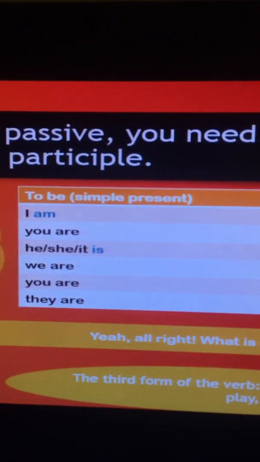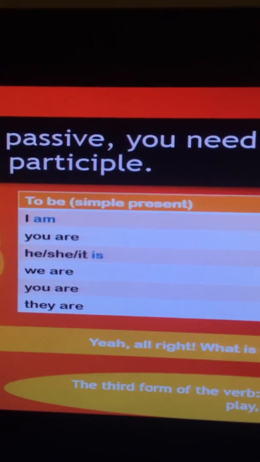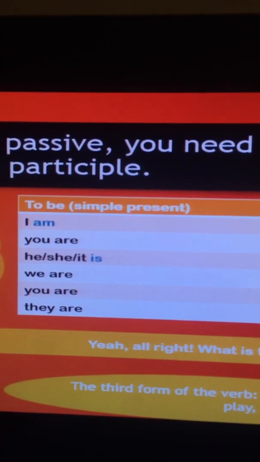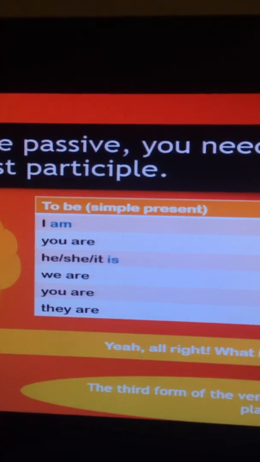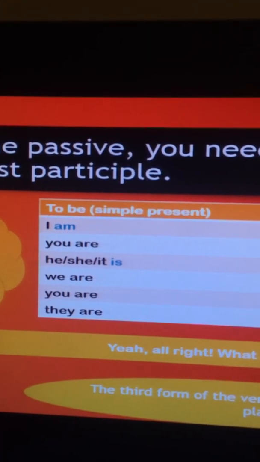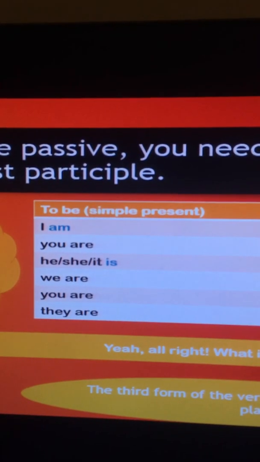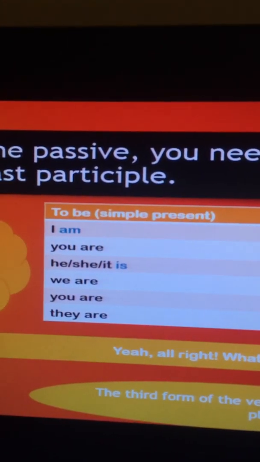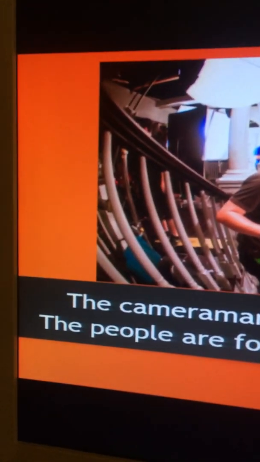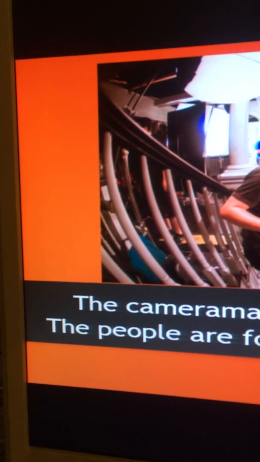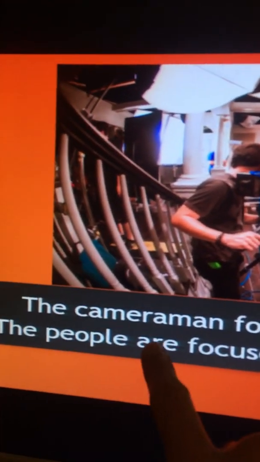I am, first person singular, you are, second person singular, he, she, it is, third person singular. Then we have we are, plural, you are, and they are. You did that in year 5, and you need one of these, depending on the person you are using it for. So if you look at that sentence here, the people, what would you say? Is that I, you, he, she, it is, or you, we, you, they? It's they. So we use are.